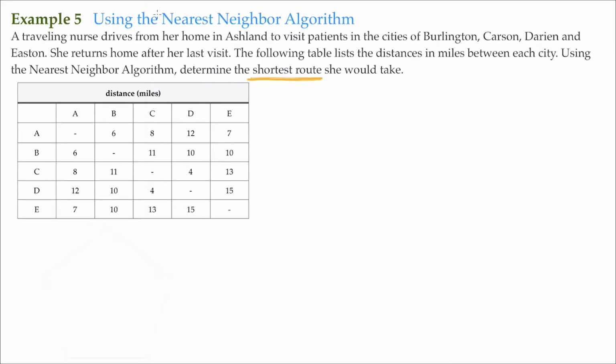Now, of course, the first thing we have to do is we're going to represent this scenario using a graph. So we have Ashland, Burlington, Carson, Darien, and Easton. So we have 5 cities. So I'm going to have 5 vertices that are going to represent those cities. And since I have 5, I like to keep my graphs as geometric as simple as possible. So I'm going to use a pentagon, which has 5 vertices, to start off my graph.